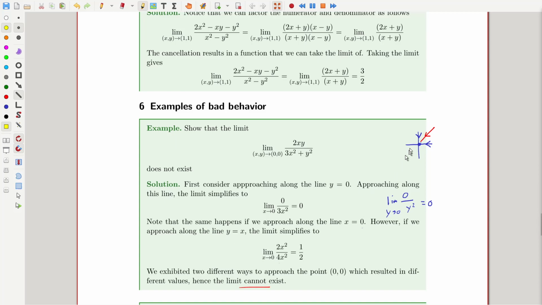If we approach along this line, which is the line I've depicted in red, what I do is replace y with x in the expression. So I get 2x squared on top, and I get 3x squared plus x squared, 4x squared, on the bottom. And we let x approach 0. We can see that this simplifies to give you 1/2. And 1/2 is not equal to 0. So we found two different paths of approaching the point (0, 0) that resulted in different values. And so the limit does not exist, because we found two conflicting values.